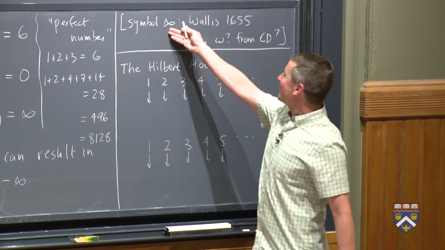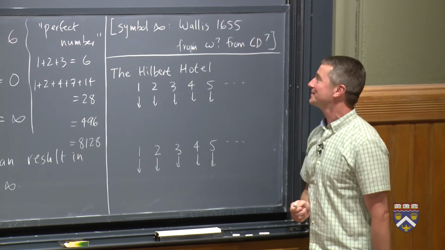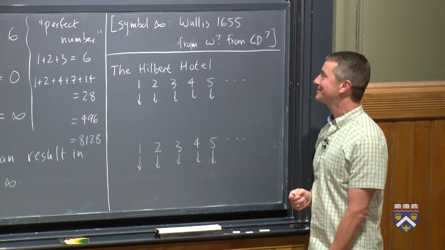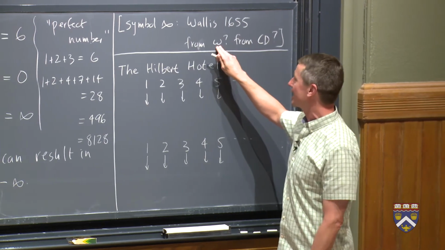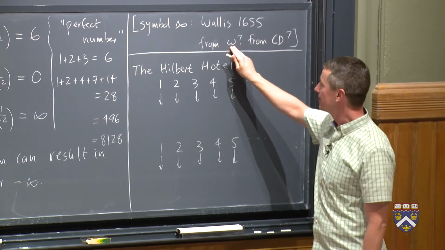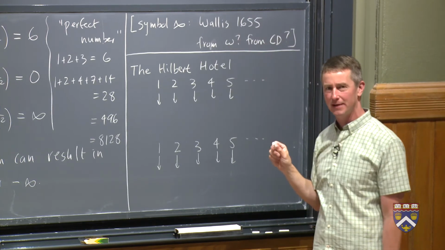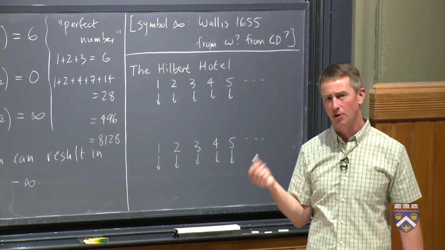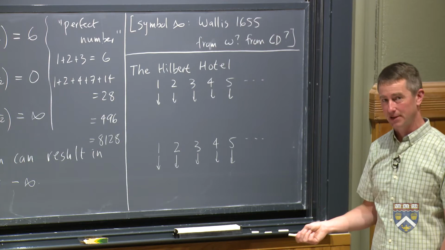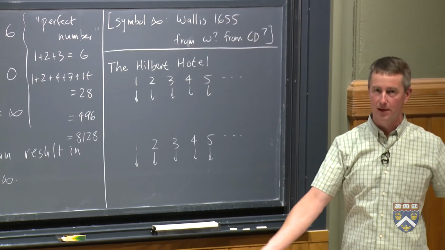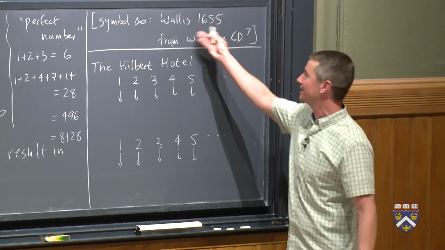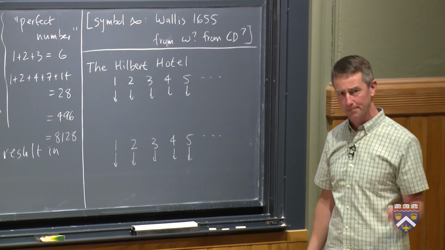This symbol infinity was first used in 1655 by this mathematician named Wallis, and nobody's really positive where it came from. One idea is that it came from the Greek letter omega, which sort of looks like an infinity symbol. And why would, of all the Greek letters, they choose omega? Omega is the last Greek letter. So if you ever heard the expression from alpha to omega, alpha is the first Greek letter, omega is the last Greek letter. So some think this is representing some very, very big number.